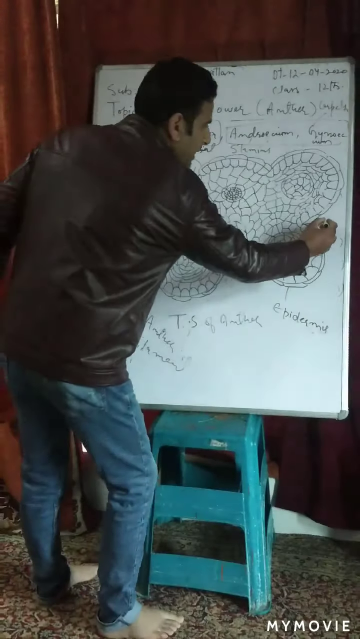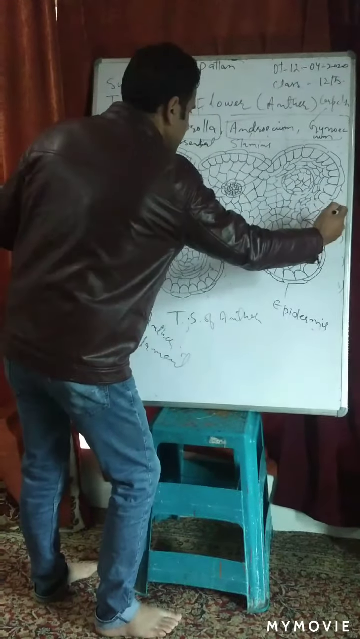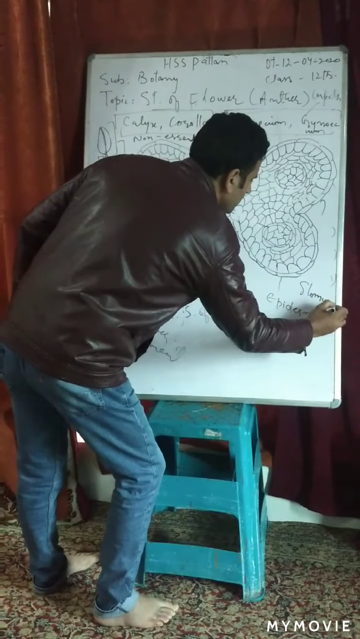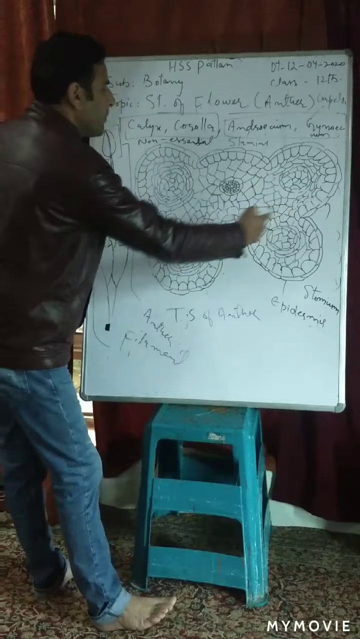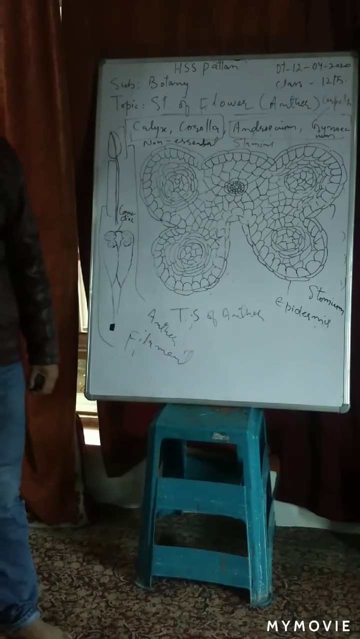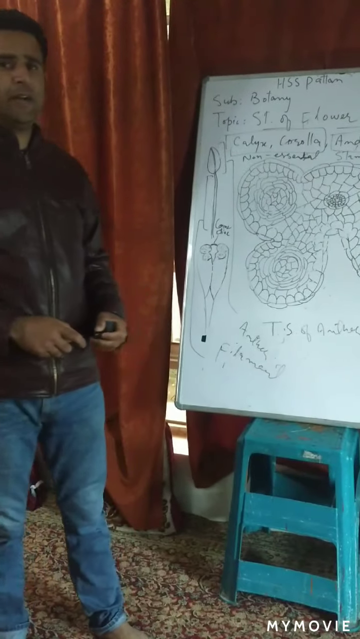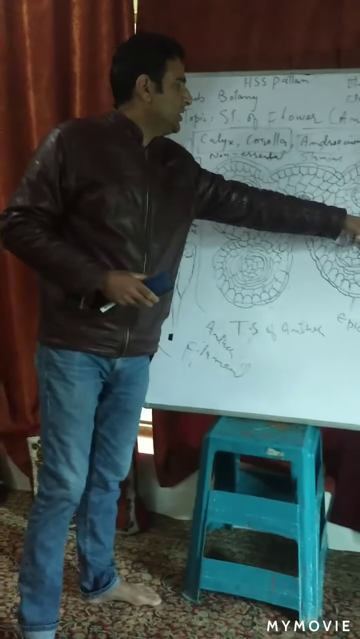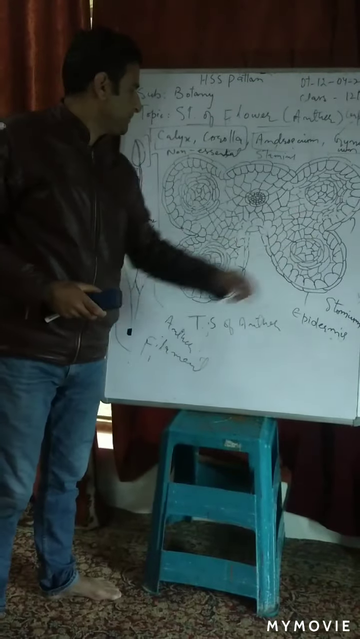These places where you find a sort of groove are called stomium, singular stomium and plural stomia. They are actually the lines of dehiscence. When the anther dehisces and sheds its pollen, it dehisces through these stomia.